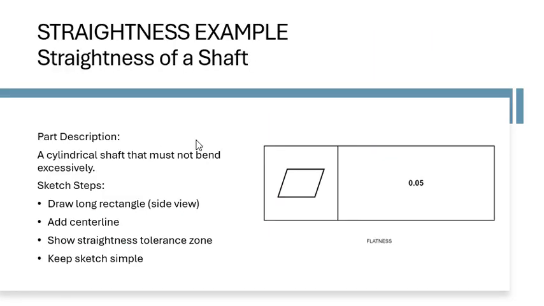Straightness example is this, the straightness of a shaft. Part description, a cylindrical shaft that must not bend excessively. So that is the part that we're dealing with. We have a cylindrical shaft and we have to do the straightness on it. Just because you have a cylinder, don't think you have to do everything, just do what's been asked of you. In this example, it's asked for the straightness. So we have a cylinder.